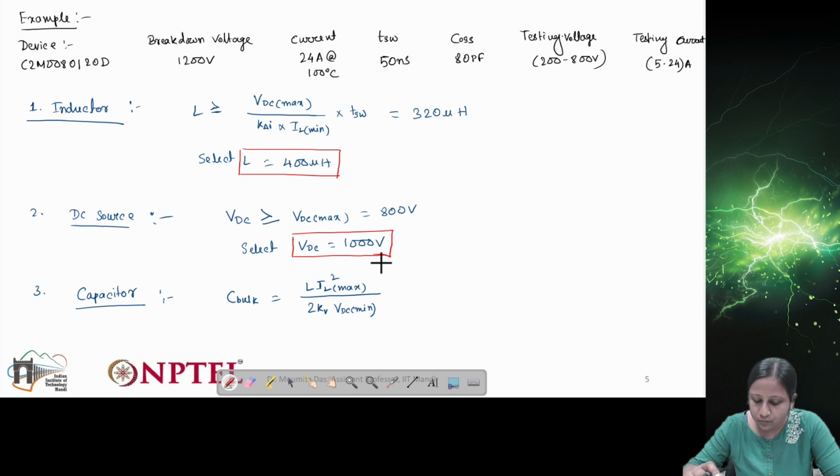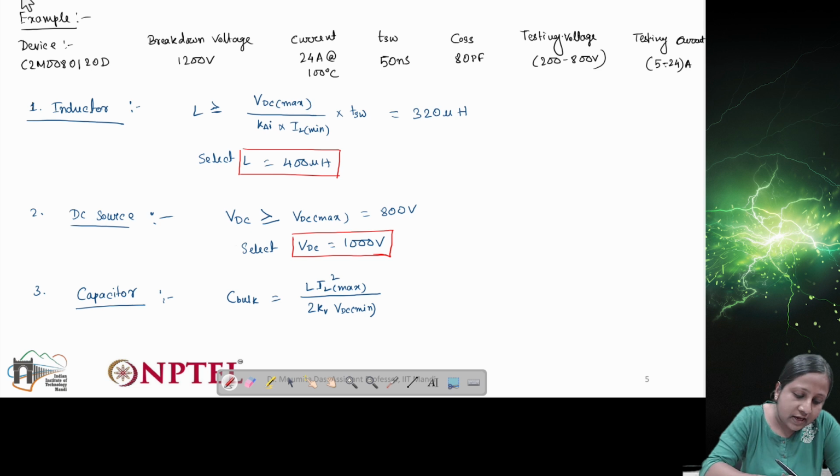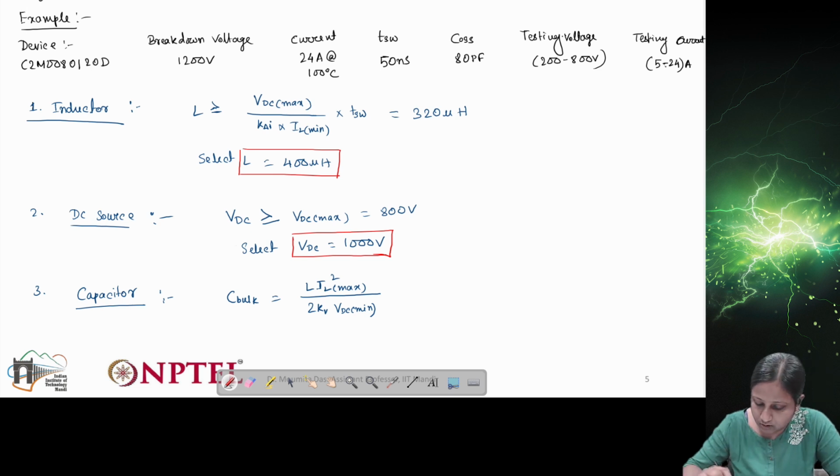Okay, so now we have to select kV, that is selected as 3%, ripple is considered in this case. Now this IL maximum is given as 24 ampere, the maximum current we can use for this test. L we can already select from the inductor calculation, that is 400 microhenry, and then we can calculate the value of the bulk capacitor.